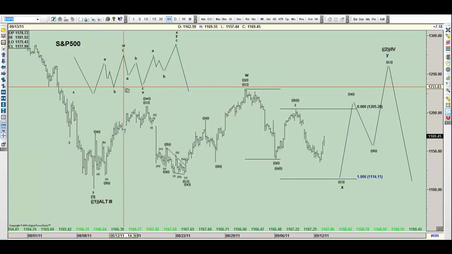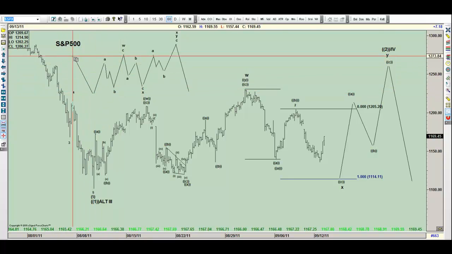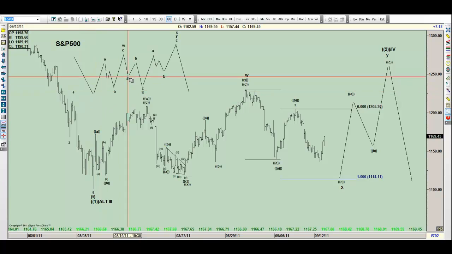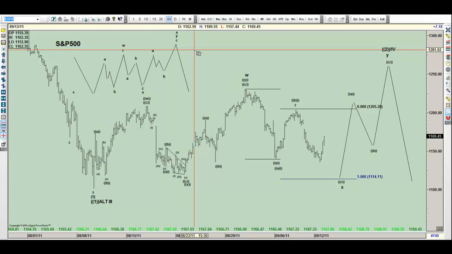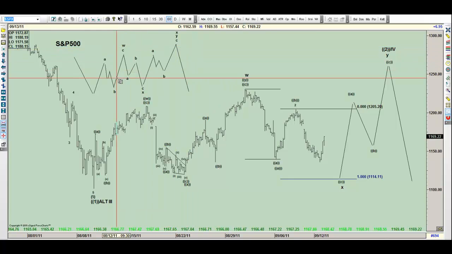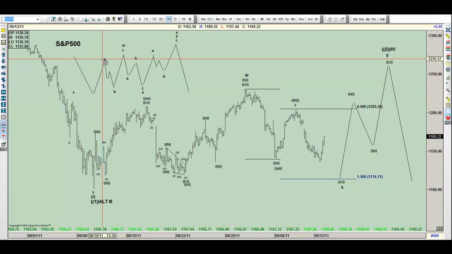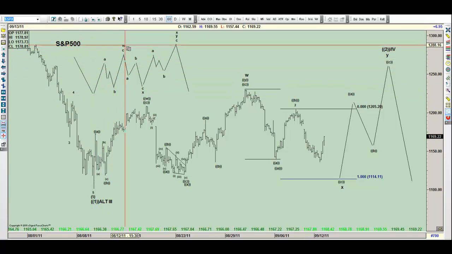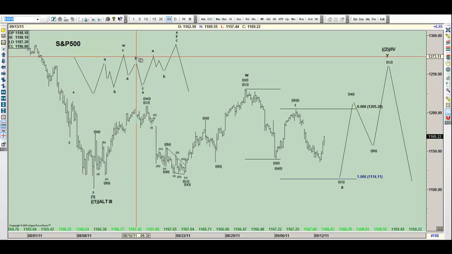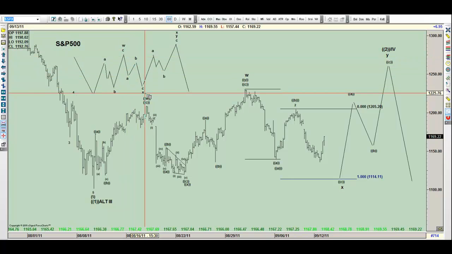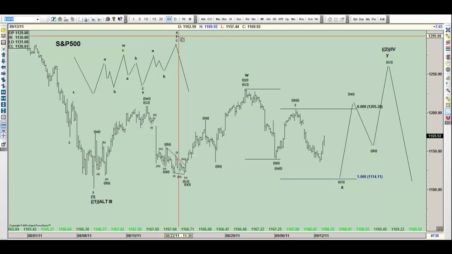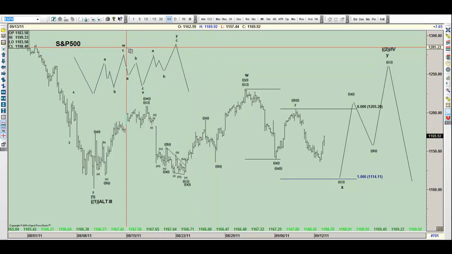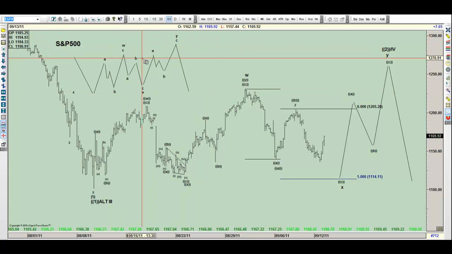Now what happens is that the trend is weak, and because the trend is weak, the correction gets an extra leg, and that's labeled as a double zigzag. The way it's labeled is A, B, C, which is W, and then you have A, B, C, which is X, and then you have A, B, C with an extra leg, which is labeled as Y. Now it's W, X, Y.